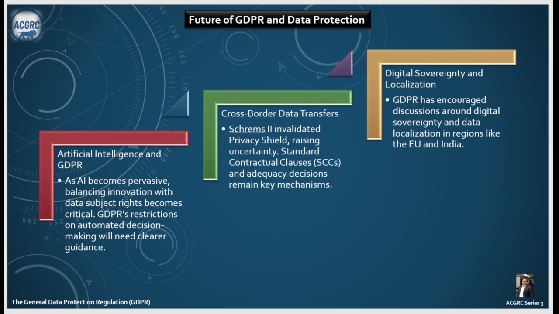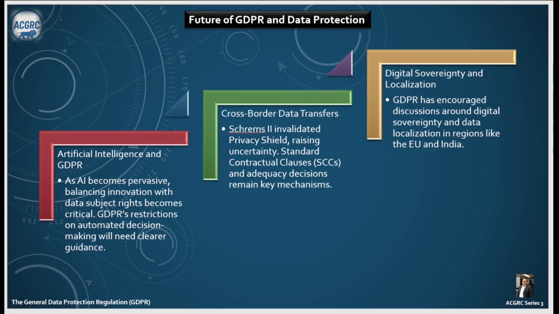Now, what is this Privacy Shield? Well, the EU-US Privacy Shield was an agreement that allowed companies in the US to legally receive personal data from Europe as long as they promised to protect it like GDPR requires.